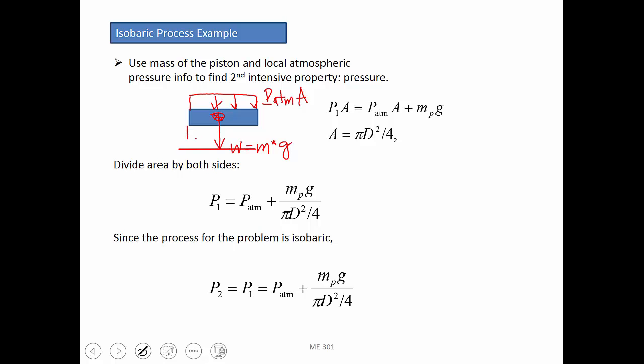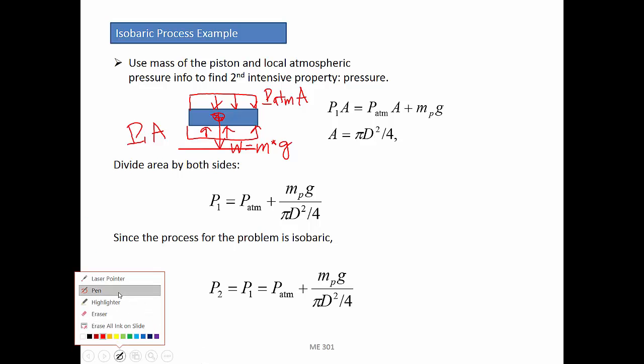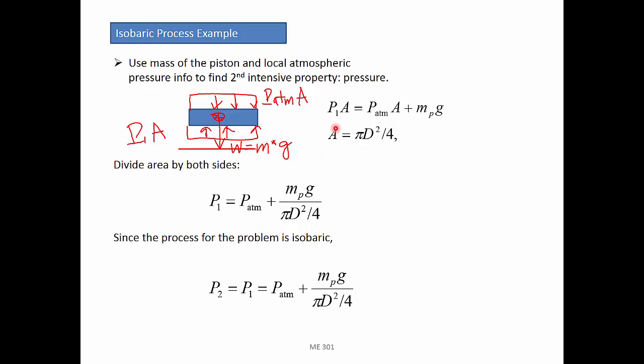And inside the piston, we have a pressure distribution, which we're just going to call P1 multiplied by A. If I do a very quick force balance, you can see that P1 A will equal atmospheric pressure times A plus the mass of the piston times g, which is the weight. Area is defined as the area of the piston. Since diameter is given, area is equal to pi times d squared divided by 4.